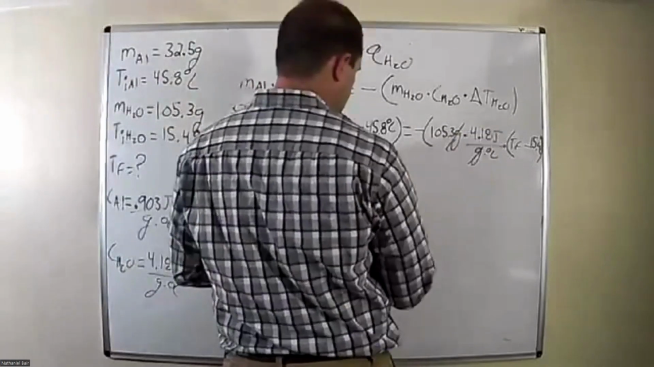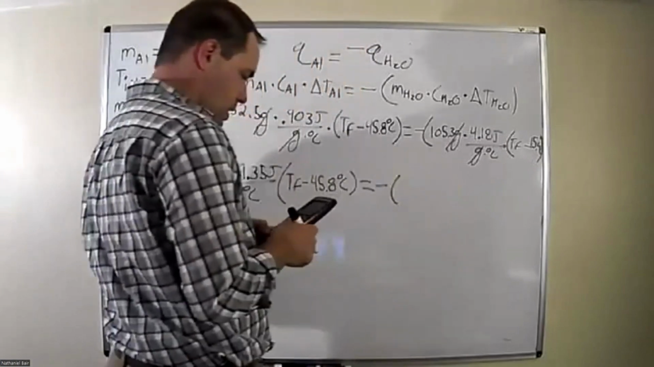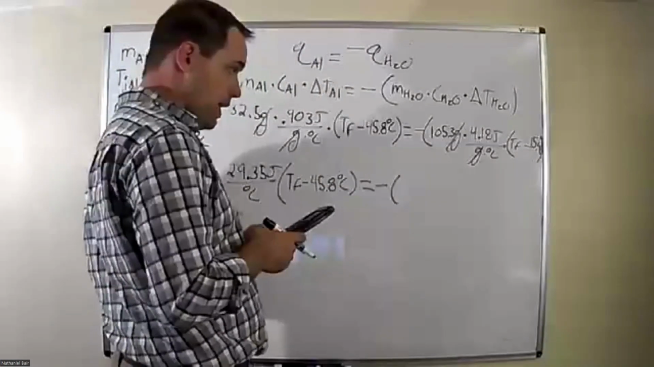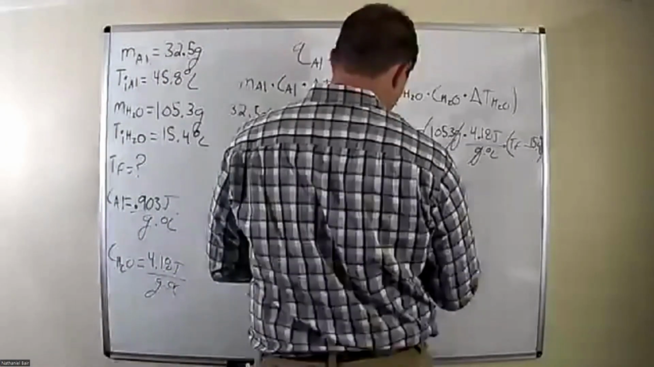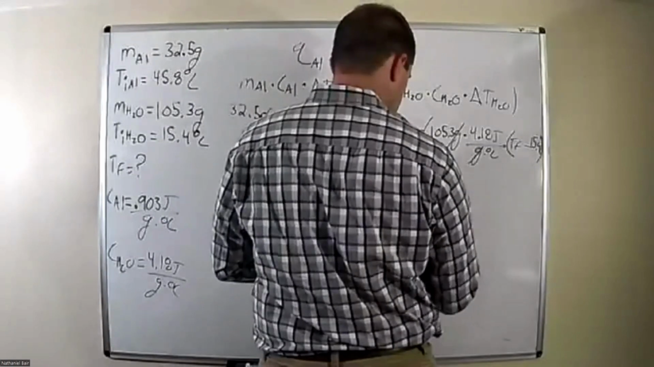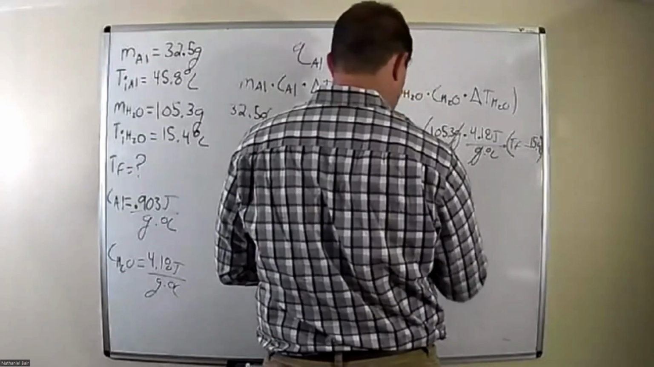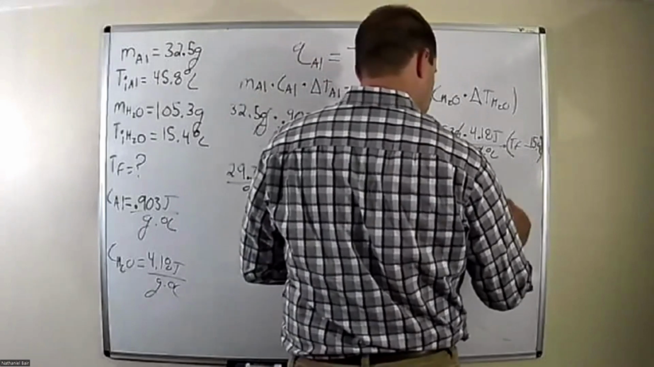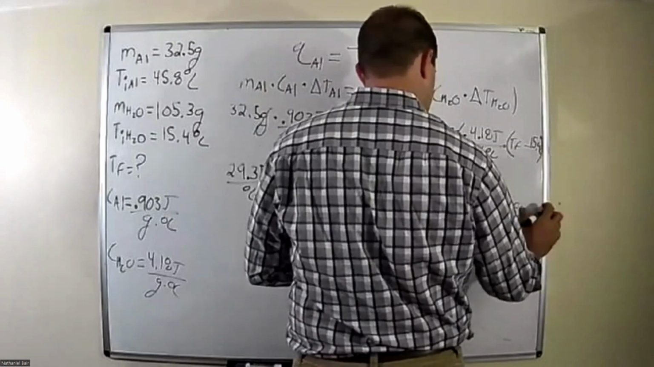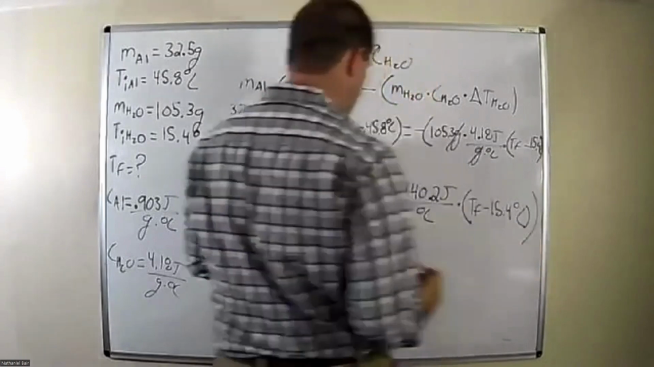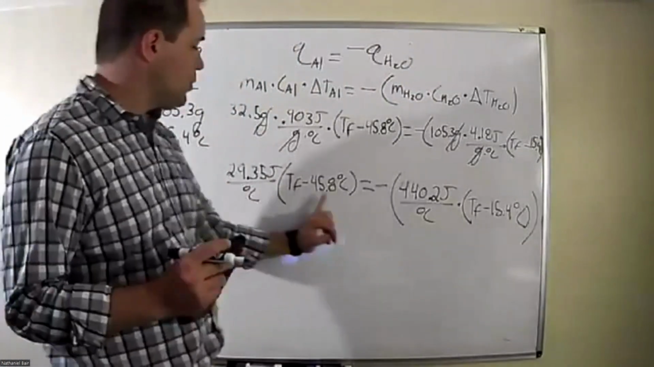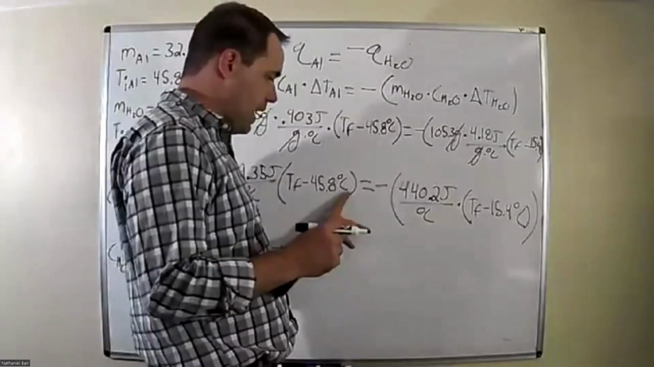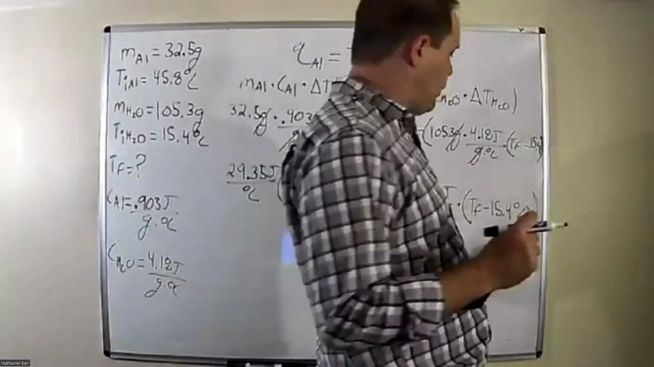Now I'm going to multiply these two. Negative quantity 105.3 times 4.18. That's 440.2 joules per degree C times T final minus 15.4 degrees Celsius. Okay. Now I need to distribute the 29.35 joules per degree C in. The degree C are going to cancel out on that guy. And then I need to distribute the 440.2 in.